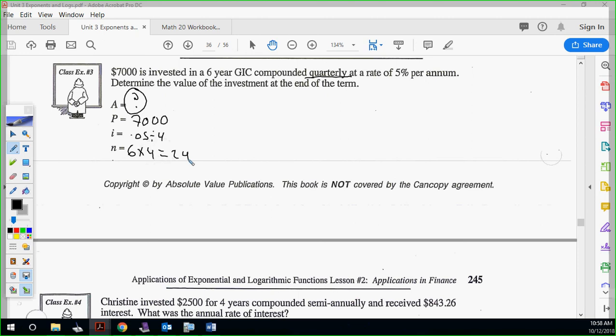So that's all we need. We're ready to calculate. 7,000 times 1 plus 0.05 divided by 4. Let's just put the number here. When you do 0.05 divided by 4, you get 0.0125. And then we're going to do the 24th. Just like that. This will give us how much we've made. And when you do that, you'll get $9,431.46.